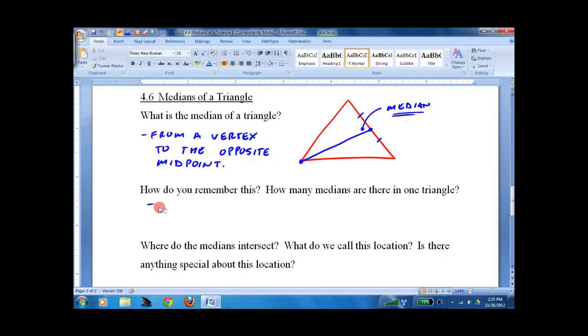How do you memorize this? There's no good way. Just memorize it. Median goes from vertex to midpoint, median, midpoint, I don't know. There's lots of lines in a triangle that go to midpoint, so you just need to memorize.